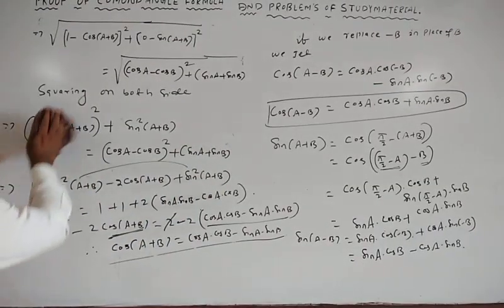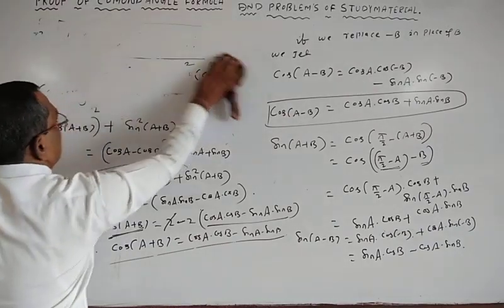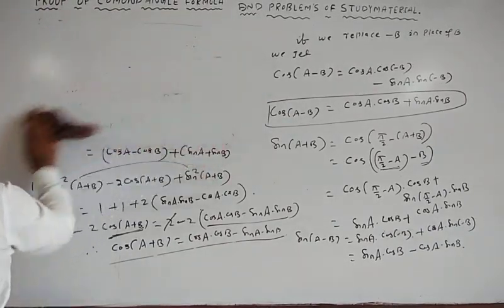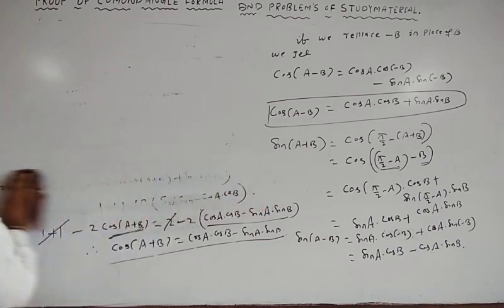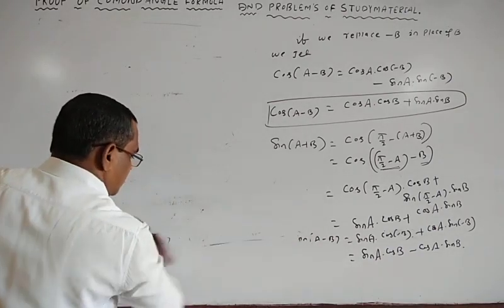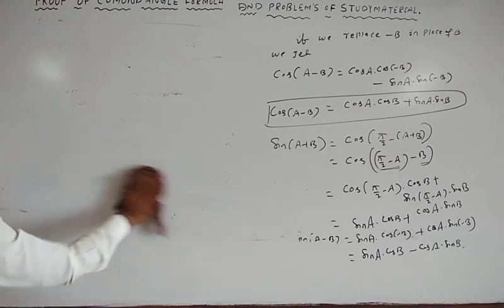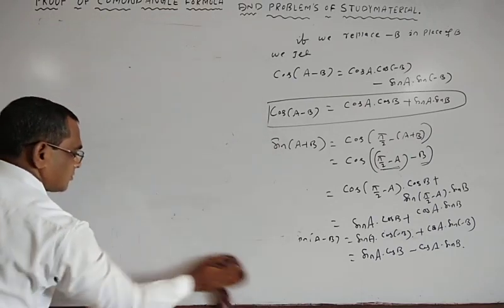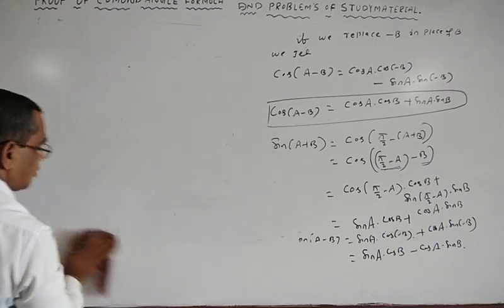Next we prove tan of a plus b is equal to tan a plus tan b by 1 minus tan a into tan b. Okay. So how to prove this one? Actually, prove, I did this in the first class.